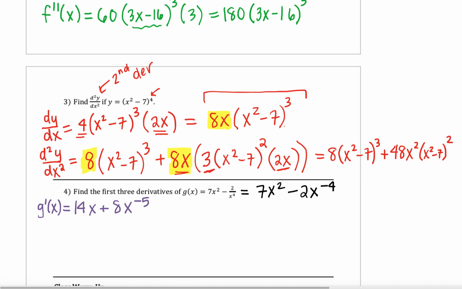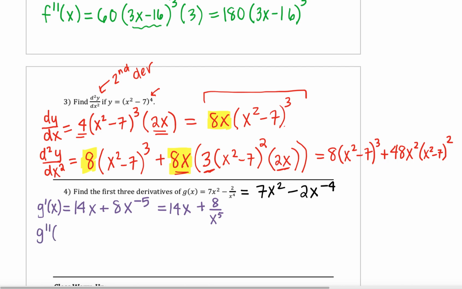Now, if this question just asked for the first derivative, we'd be done at this point. We do want to rewrite our answer without any negative exponents. So if I were to be stopping with just the first derivative, then I could rewrite it as 14x plus 8 over x to the fifth. But since we're asked for the first 3, I'm going to keep going.